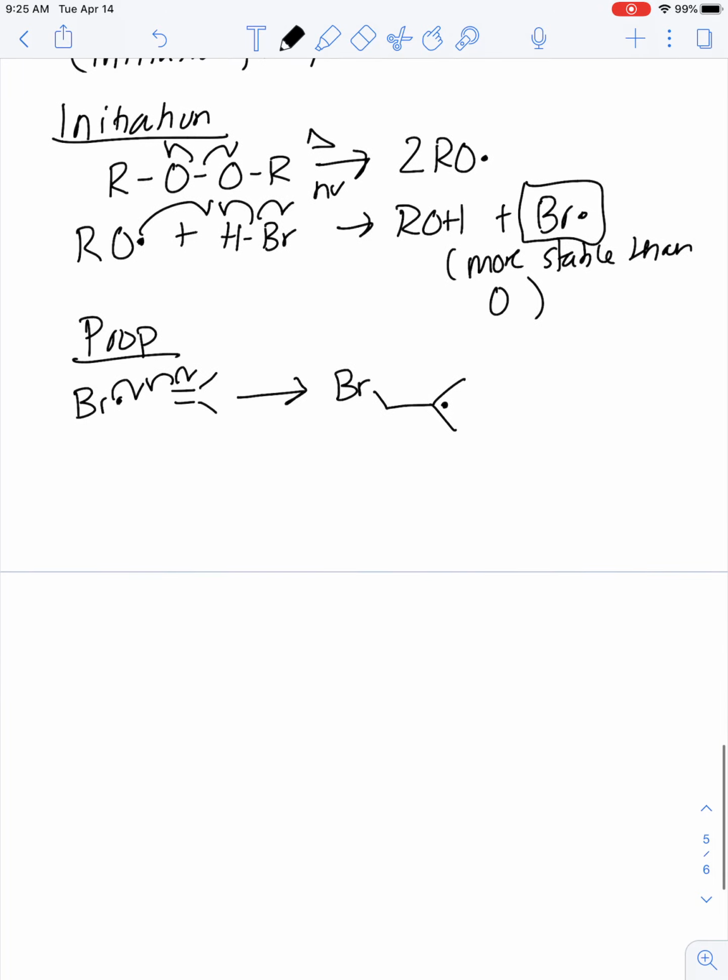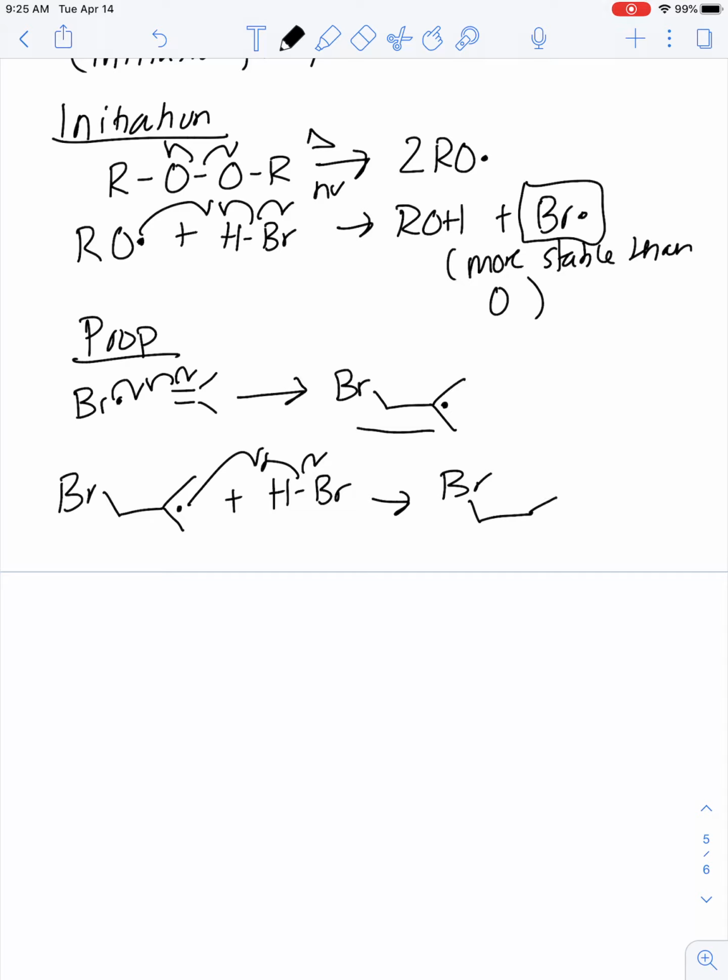The next step is we're going to take the radical that we generated in the first step of our propagation and add it with our hydrobromic acid. Our bromine is staying on our least substituted carbon, and our hydrogen would add where that radical was. Sorry, this looks really bad. There you go.